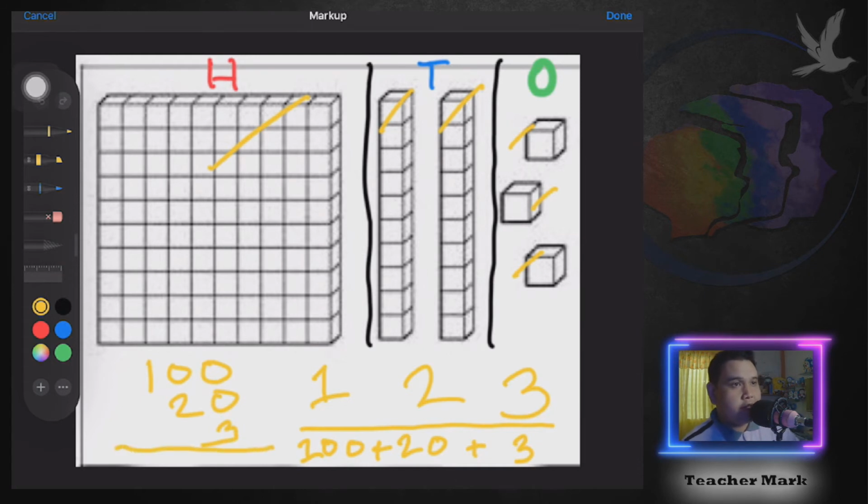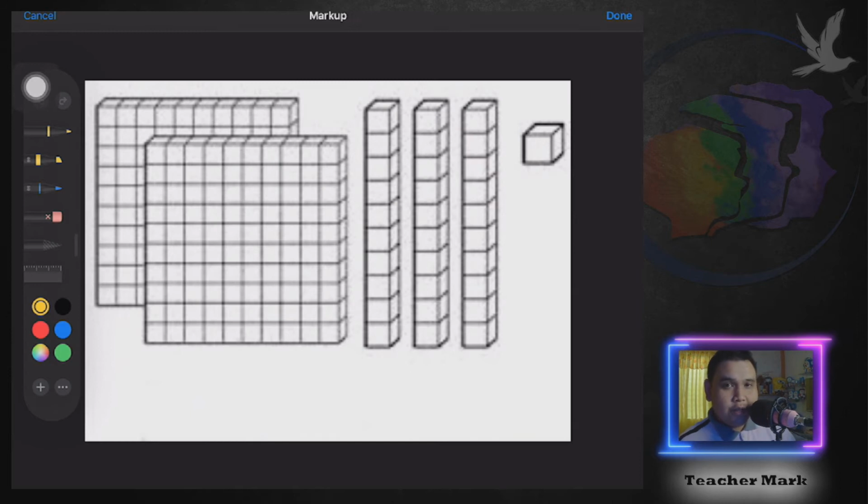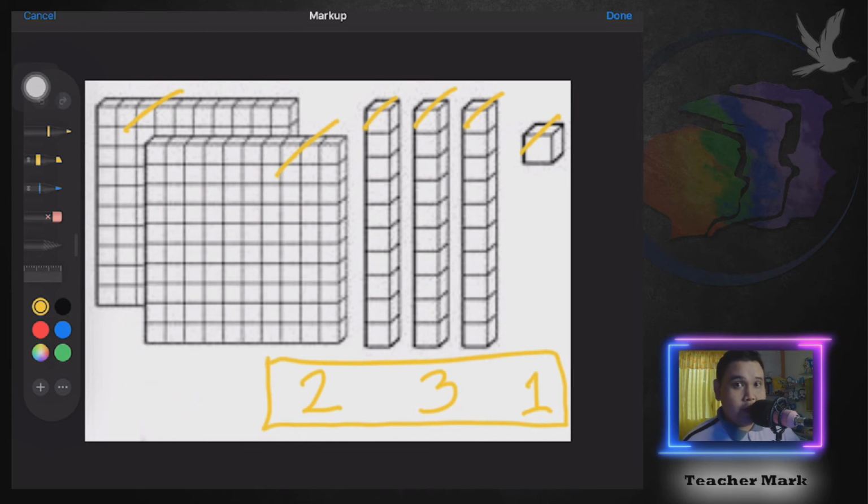Okay, let's try the next number. Let's try another example. As you can see, in the ones place, we only have 1 unit. And for the tens place, we only have 1, 2, 3 units. And for the hundreds place, we have 1, 2 units. So we have 2 units of hundreds. And together, you have 231.